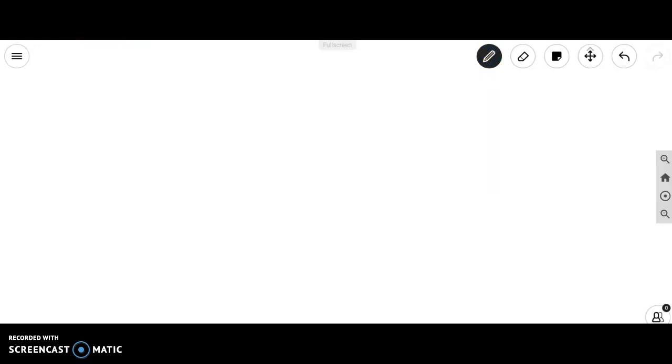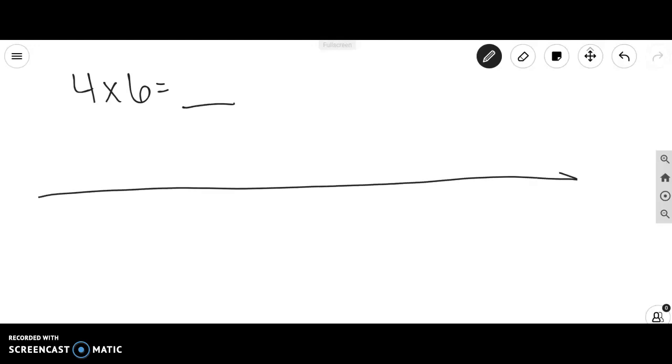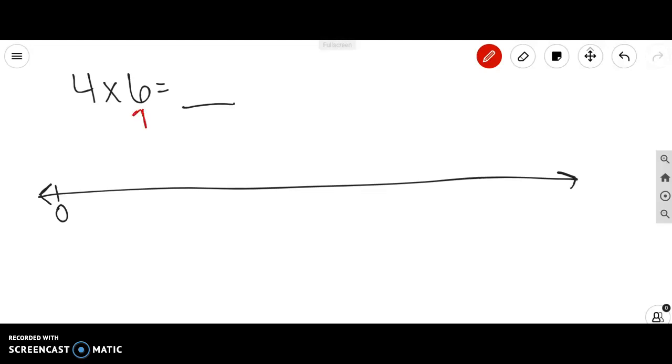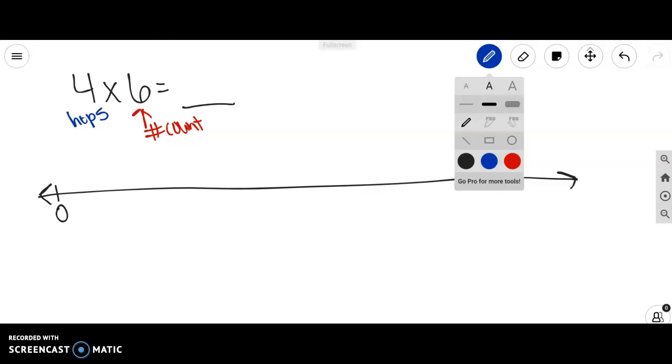Okay, the equation is going to be 4 times 6, and we need to find the answer. So create the number line, start at 0. We know that we are going to count by 6, and we know that the 4 is the number of hops. So let's begin to count by 6.